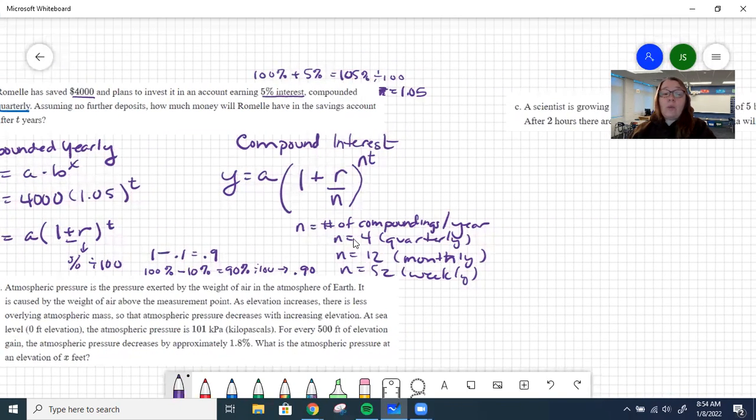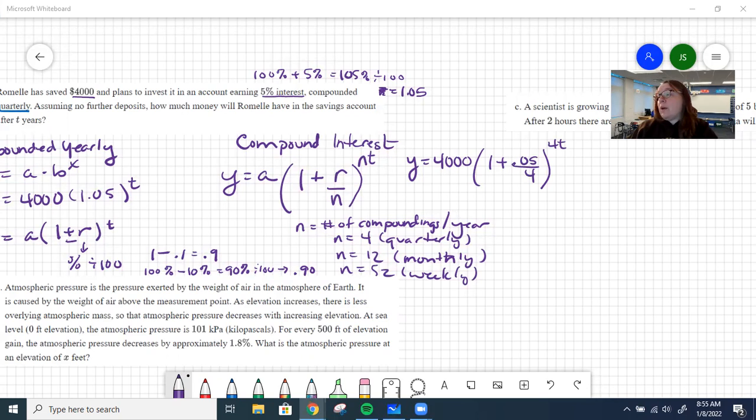So then when we think about this situation here, we would want to start with 4,000. So Y equals 4,000. And then we'd have 1 plus, now the rate is 5%, so we would use 0.05 divided by 4, to the 4 times T power.